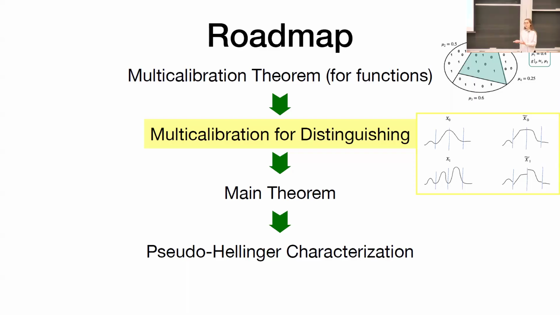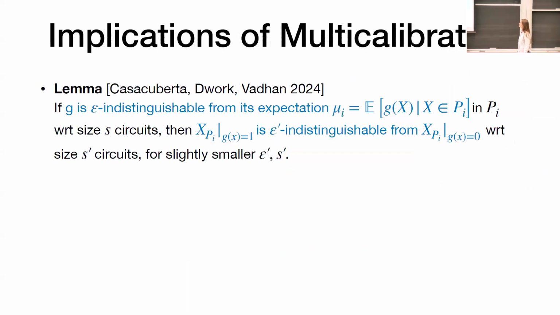So the multicalibration theorem as presented so far is for distinguishing a function from its expectation. In our setting, we're focused on distinguishing two distributions from each other. So we know that our sample came from one distribution or another, and we want to see what the multicalibration theorem can tell us about distinguishing between these two distributions.